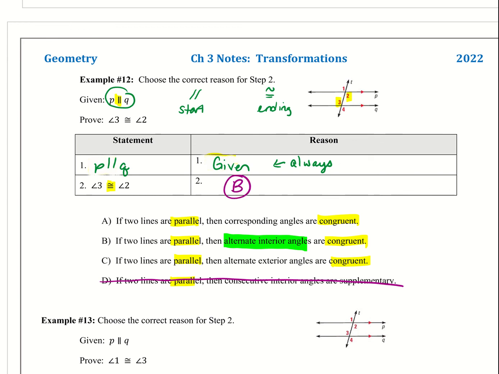Now in your homework, you'll have a list of reasons to pick from, but you're actually going to write them in. So you would actually write out this statement in words instead of just choosing a multiple choice answer.